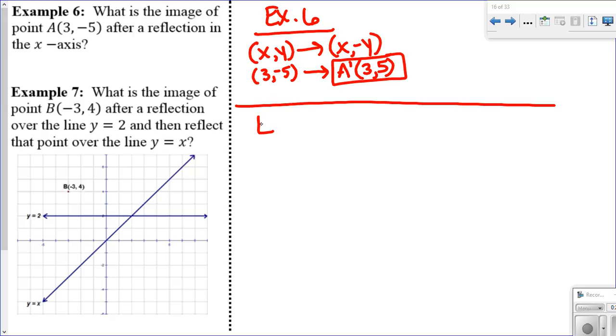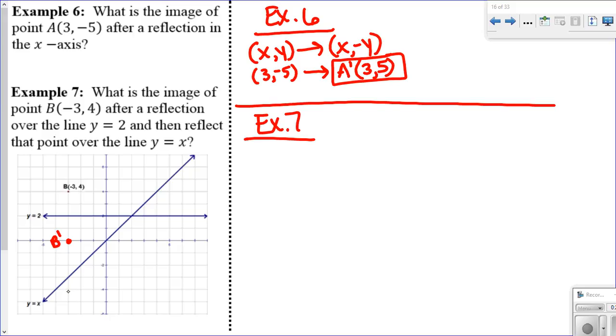All right, example 7. This one is actually asking you to do a double reflection. It says, what's the image of B at (-3, 4) after a reflection over the y = 2 line, which is this horizontal line, and then reflect that point over the y = x line? Okay, so manually, because y = 2 doesn't really have its own little transformation formula, I'm just going to perform that. So B is 2 above that, so B prime needs to be 2 below it. So that's where B prime is.